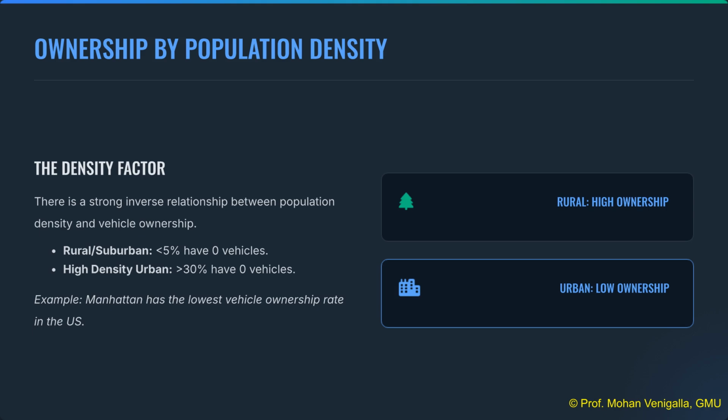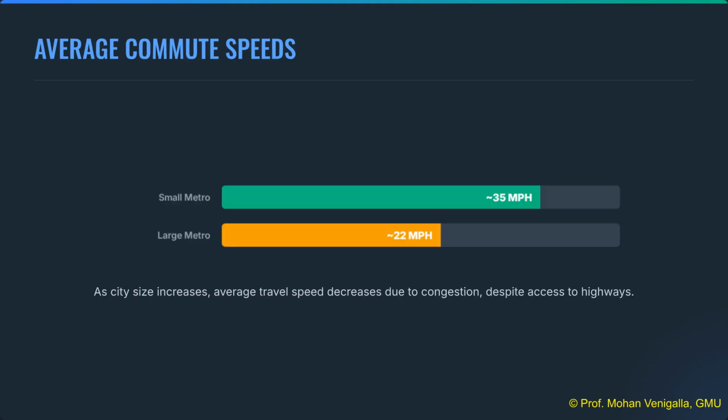This is the density factor. There's a strong inverse relationship with vehicle ownership. Highly dense urban areas, like Manhattan, have very low ownership. In rural areas, having zero vehicles is extremely rare. Here's the paradox: as cities get bigger, average travel speeds actually decrease. This is due to congestion, even when major highway systems are present.